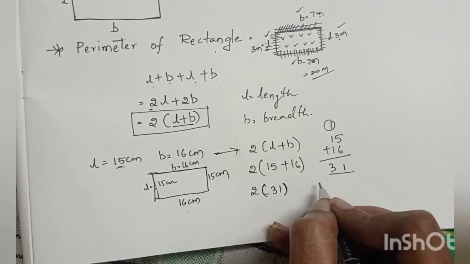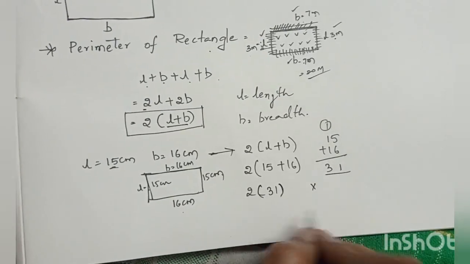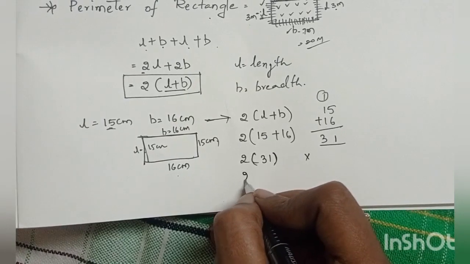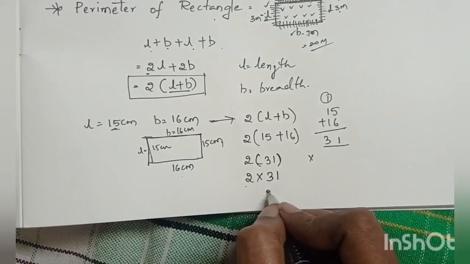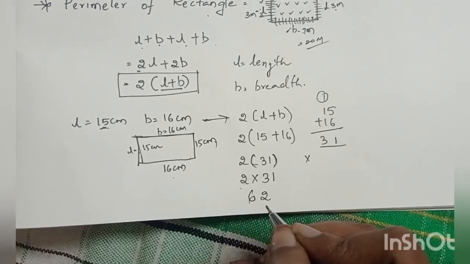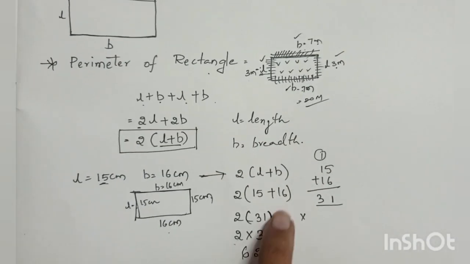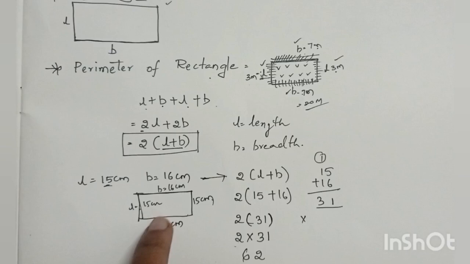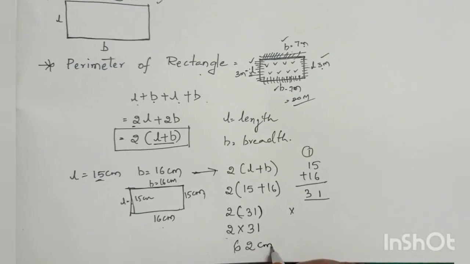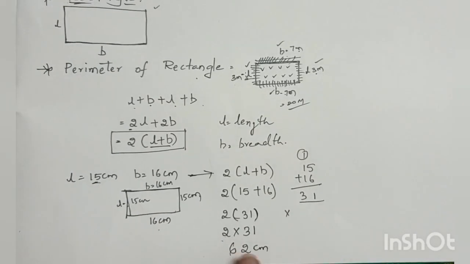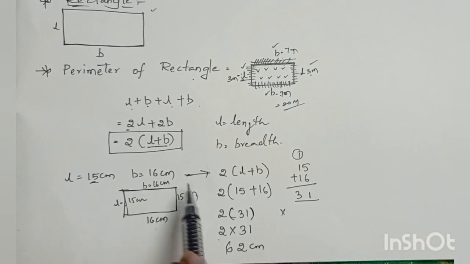Bracket is another form of multiplication. So we can use brackets for writing multiplication. So 2 into 31. 2 ones are 2, 2 threes are 6. We have done the problem where both the units are in centimeters, so the answer you will get is in centimeters. So here the answer is 62 centimeters.